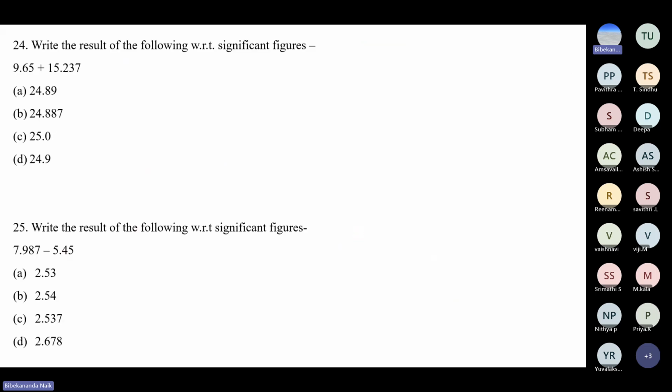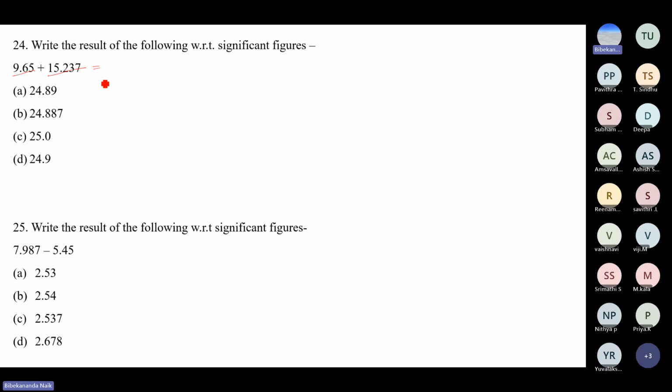So now let's solve a few problems. This problem says to write the result of the following with respect to significant figures. So we need to find out the number of significant figures here and the number of significant figures here, and then the result will have the least number of significant figures of these two, because when we are calculating some result, the number of significant digits in the result is determined by the least among the different quantities being measured and the number of significant digits in them.